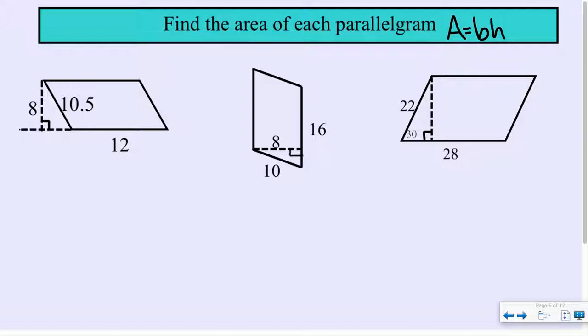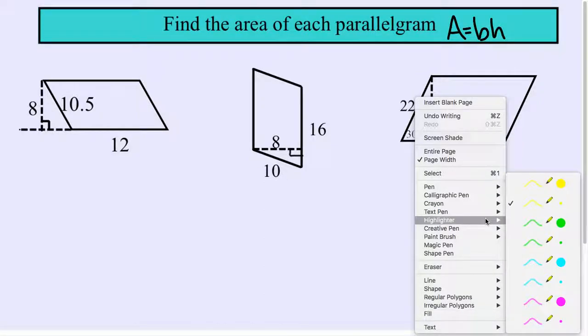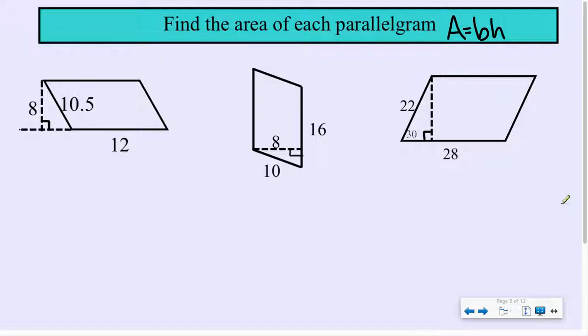Base and height have to make a right angle. For the parallelogram, any of the 4 sides could be the base. I've given you the left side and the bottom side. Gavin, which one should we use as the base? Why? Good. The bottom makes a right angle with my altitude of 8 over there. So I want to use the bottom side as my base.